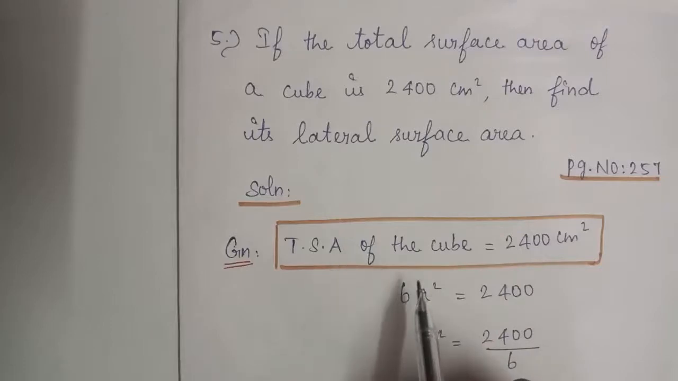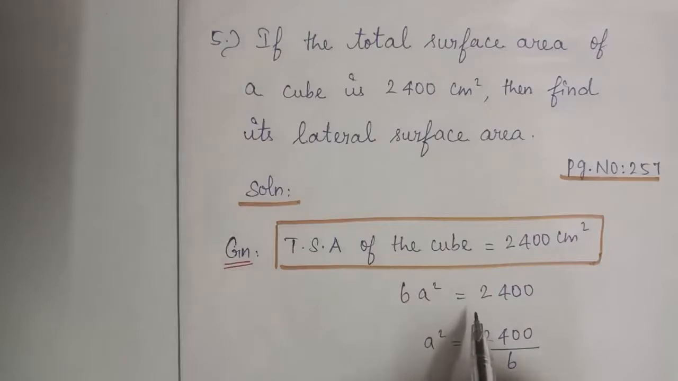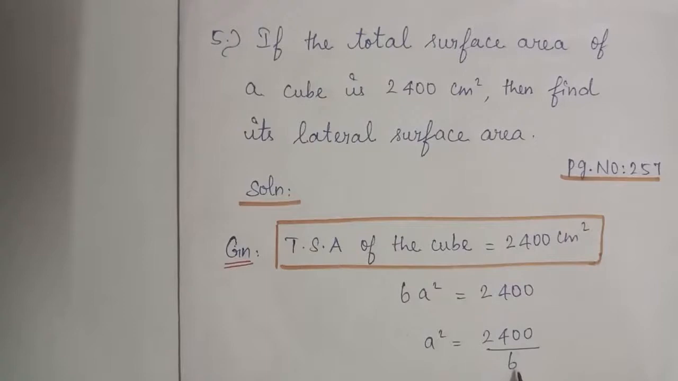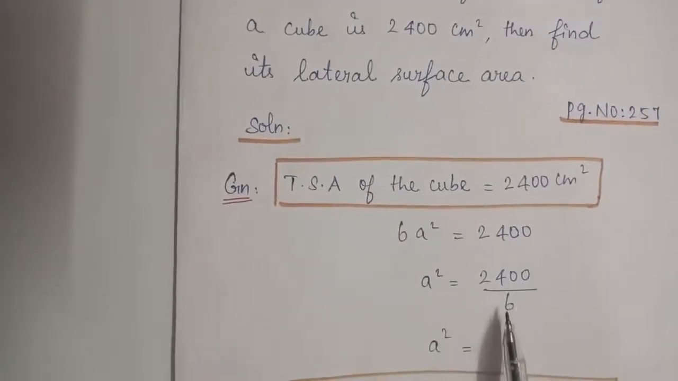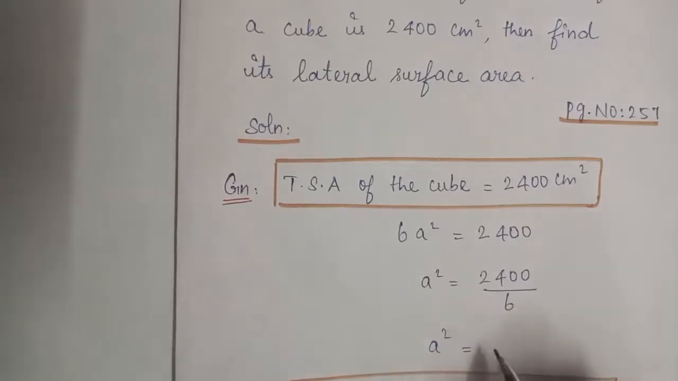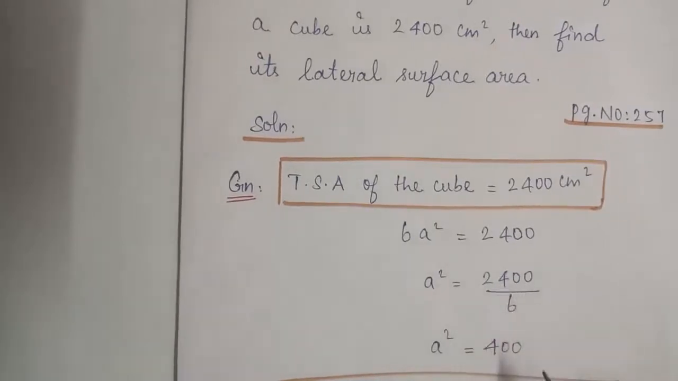The formula for total surface area of the cube is 6a square is equal to 2400. So a square is equal to 2400 by 6. Now we have to find the value of a square. Cancelling 6 and 2400, you get 400, because 6 4s are 24, so 400. So now we have found the value of a square.